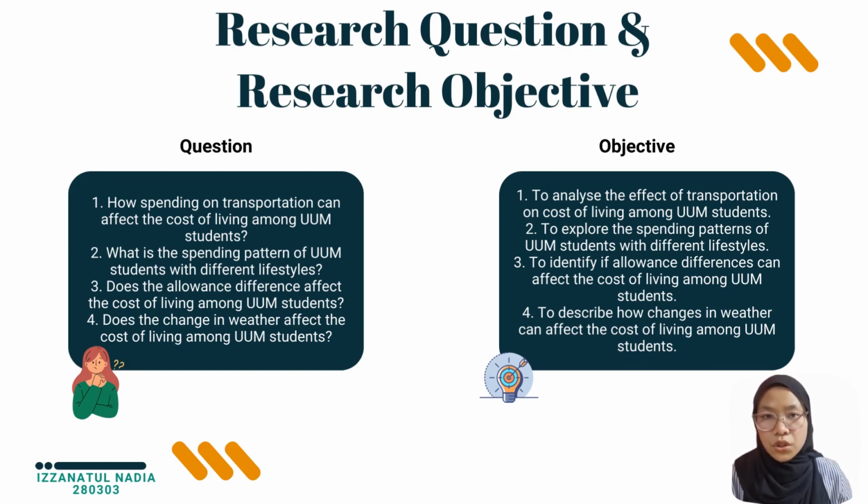Then we have research objectives to answer the questions that we have in this research. The first objective is to analyze the effect of transportation on cost of living among UUM students. The second one is to explore the spending pattern of UUM students with different lifestyles. The third one is to identify if allowance difference can affect the cost of living among UUM students by using the method of regression analysis. The last one is to describe how changes of weather can affect the cost of living among UUM students.